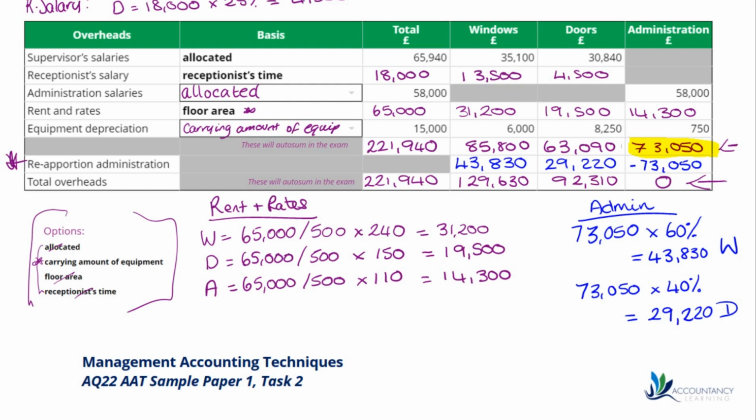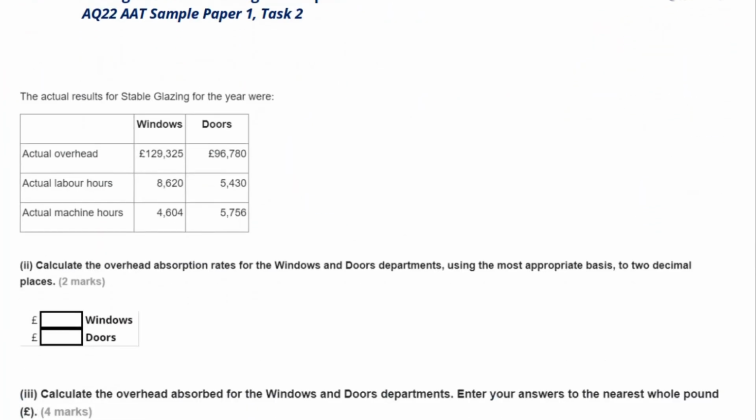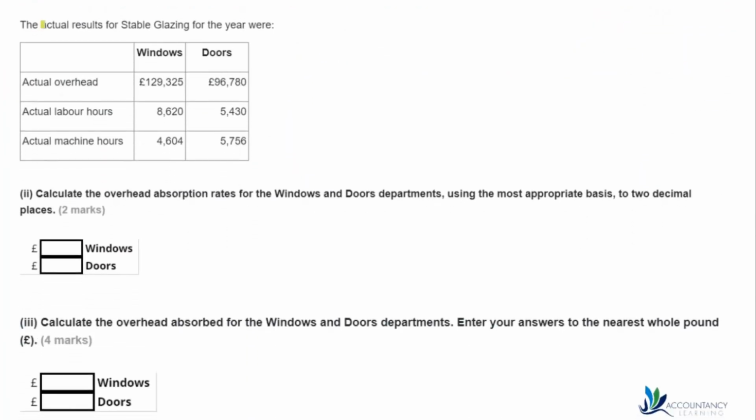Moving on to the next part of the question. We're then given some actual results for stable glazing for the year.